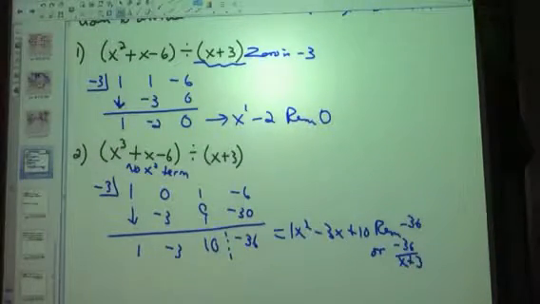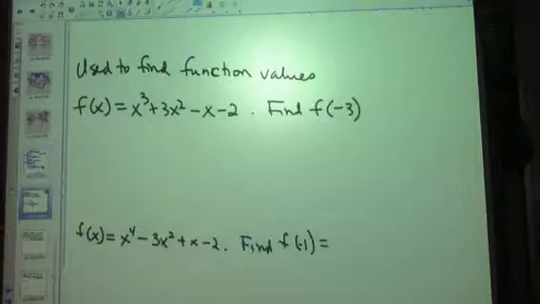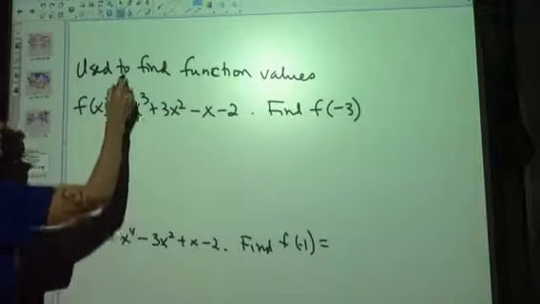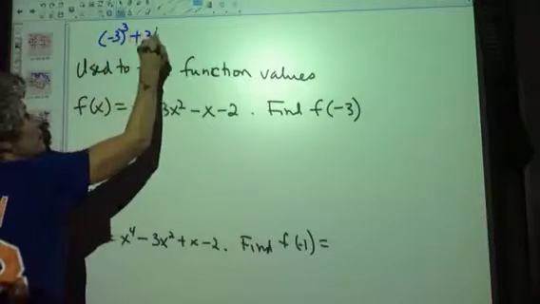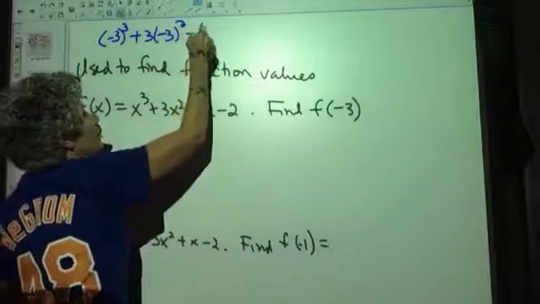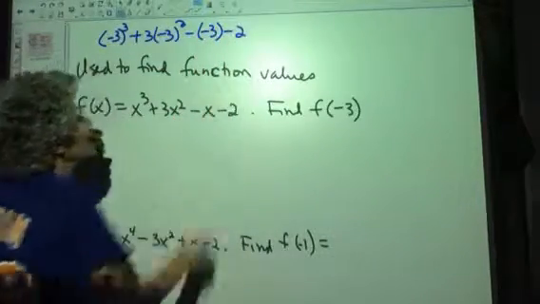So you can use it to divide. You can use synthetic division to find function values. Now, if we put negative 3 in here by hand, that would be negative 3 to the third plus 3 times negative 3 squared minus negative 3 minus 2.